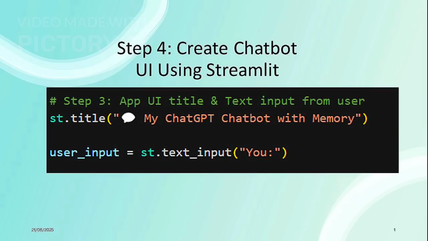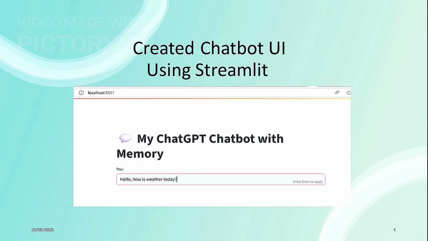Designing an engaging user interface is key. Using Streamlit, we'll create a simple yet effective UI that allows users to input text and interact with your chatbot seamlessly. Here's a glimpse of the chatbot UI we've created using Streamlit. It's intuitive and ready for users to start engaging with your AI-powered assistant.